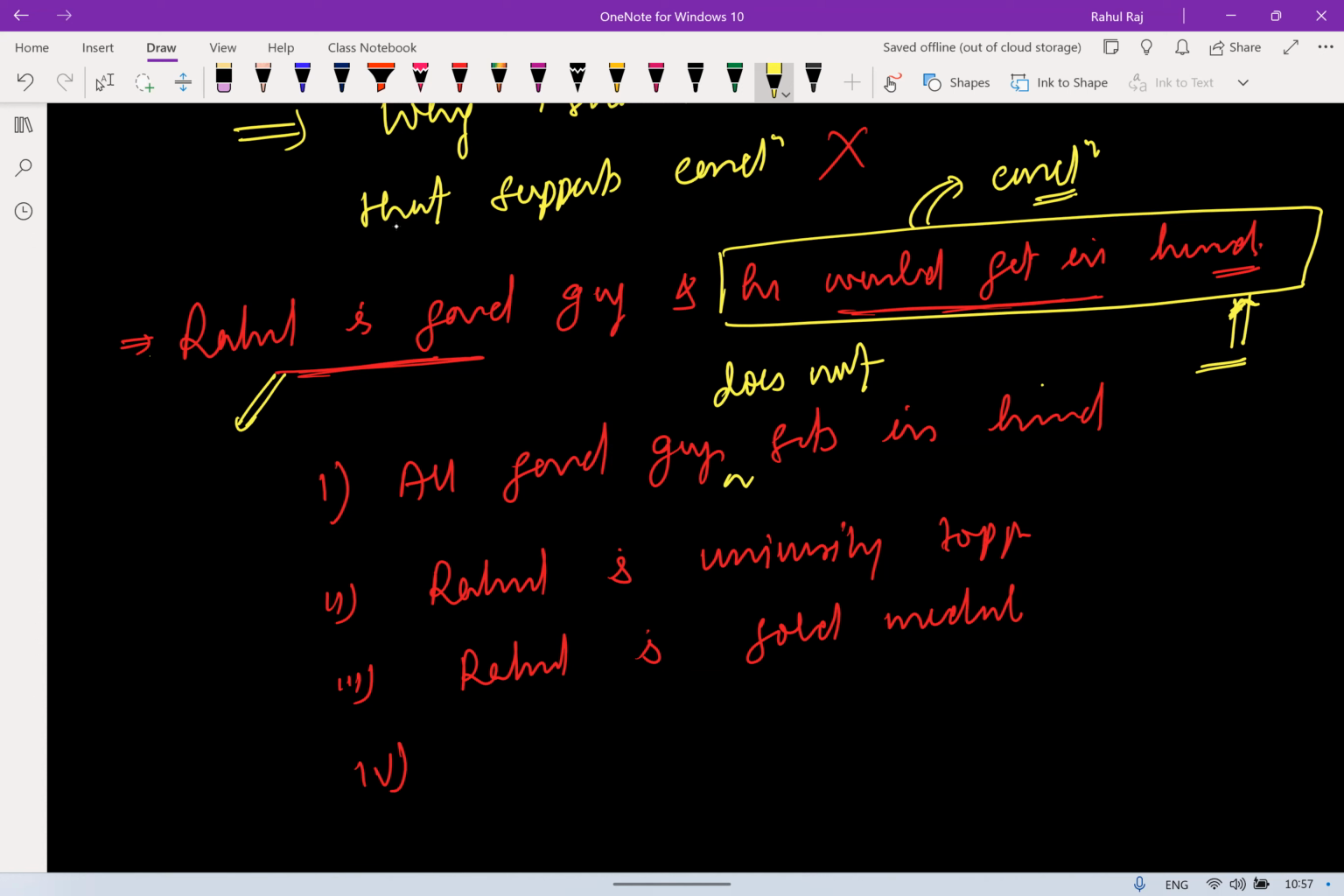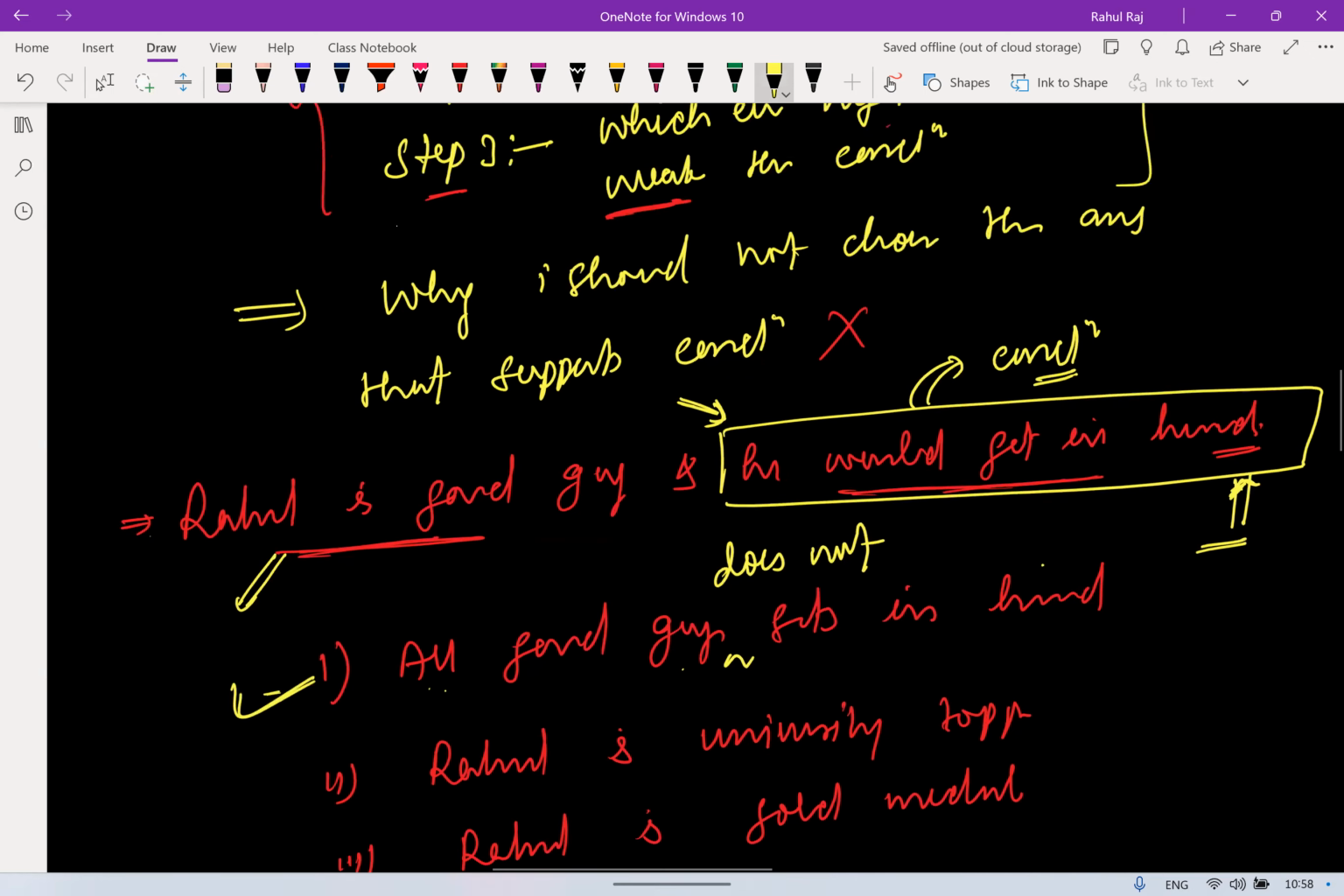We have followed all the 3 steps. Step number 1 was to find the conclusion. Simple logic. We have got the conclusion right. Step number 2 was negate the answer choices. So when I negate this statement that all good guys do not get into Harvard, it is straight away trying to challenge my conclusion, yes or no? Yes. Agreed. So this is my straightaway answer.